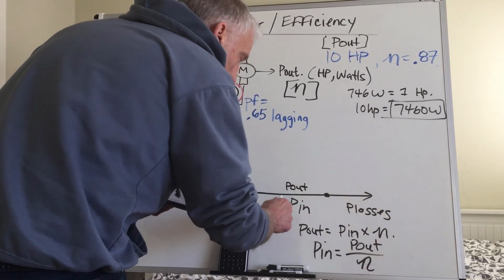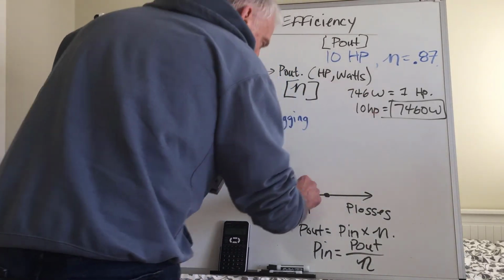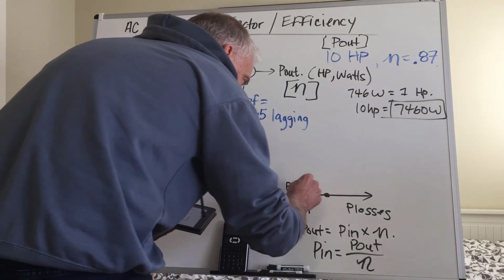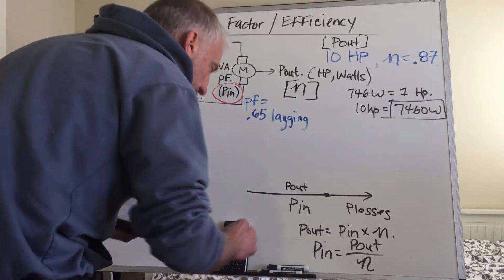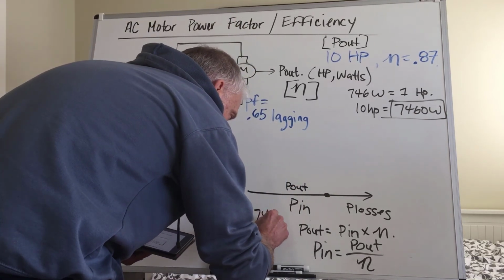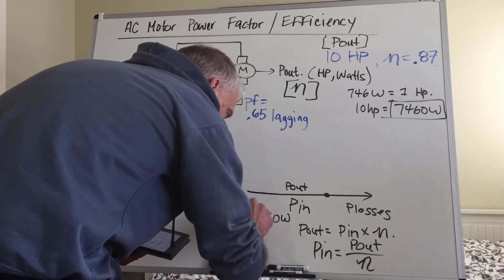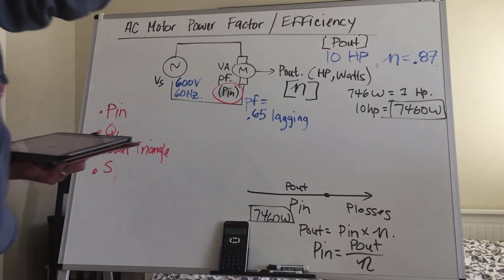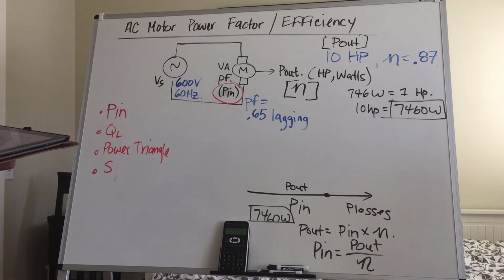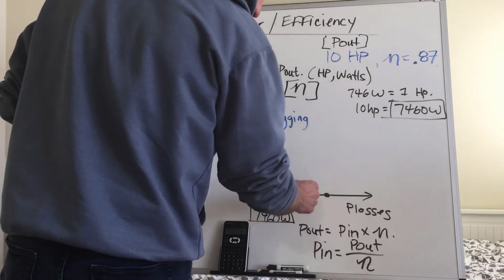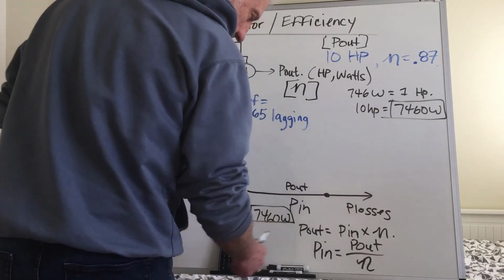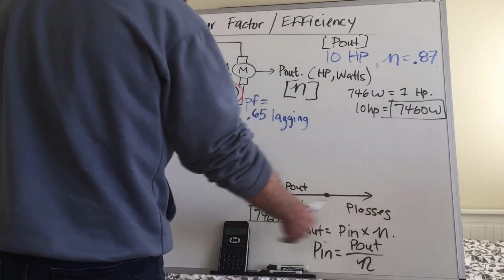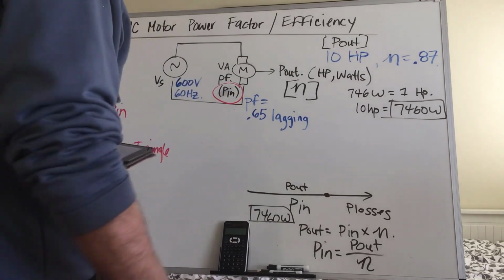So when we look at our P out value, we've got P out equal to 7,460 watts. With our P out value and our efficiency, we can determine our overall P in here. Just so you can relate to that, I showed all that.